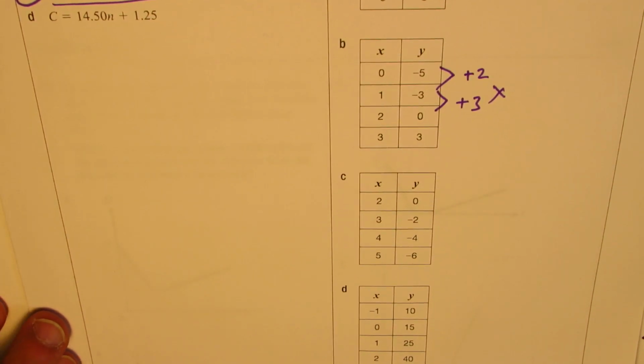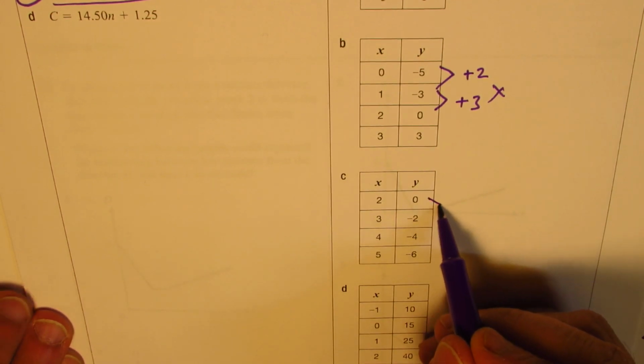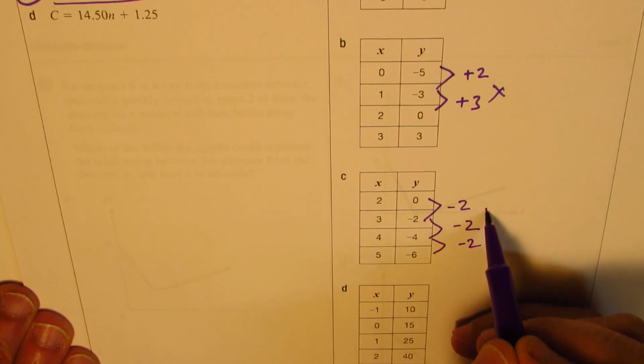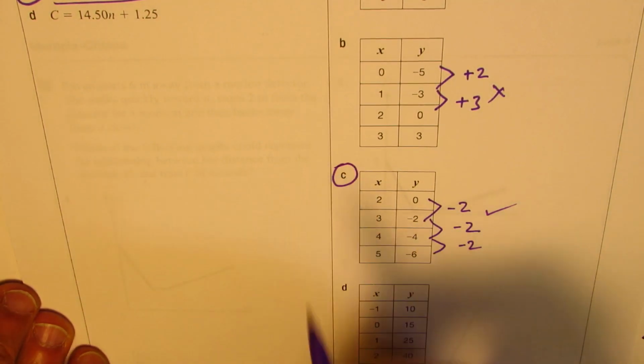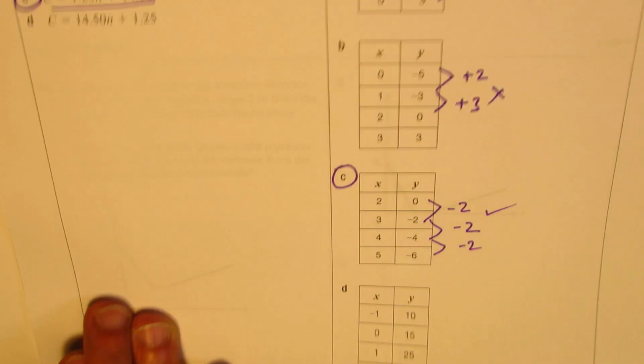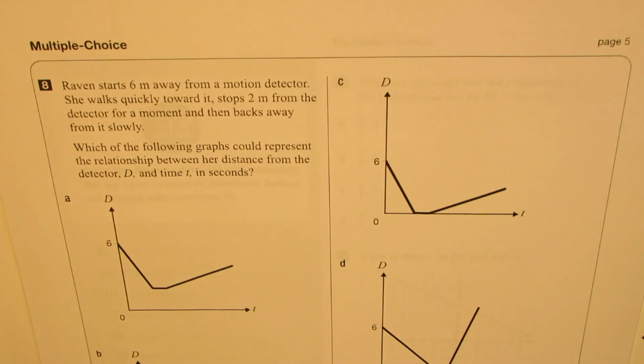Now let's look into the next options. So here it is minus 2, here it is minus 2, here again it is minus 2, that is correct. So C is the correct option. Once you get the correct option, don't check the next one. That can create confusion, okay?